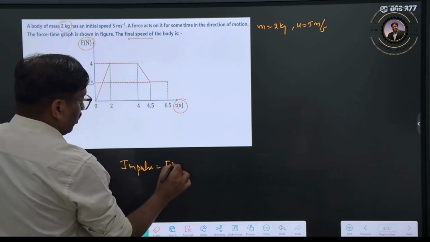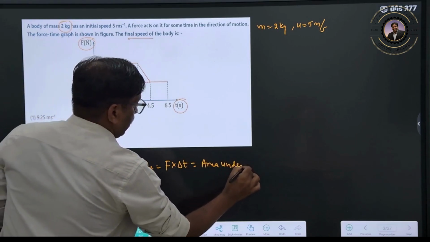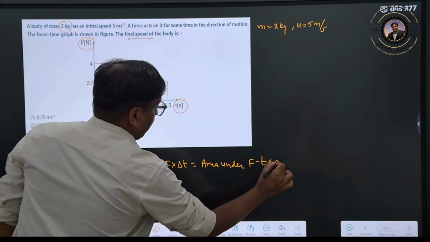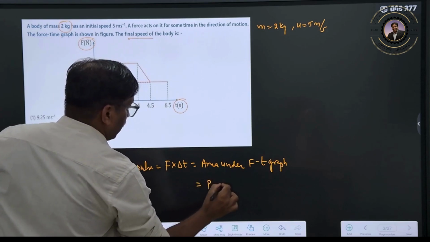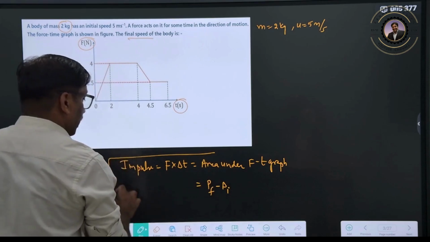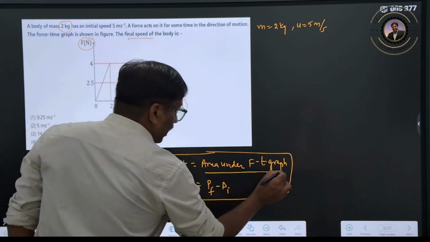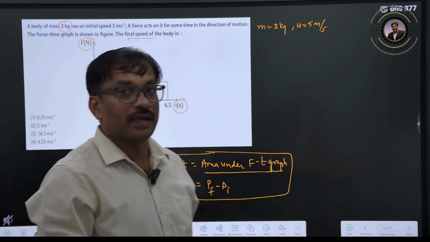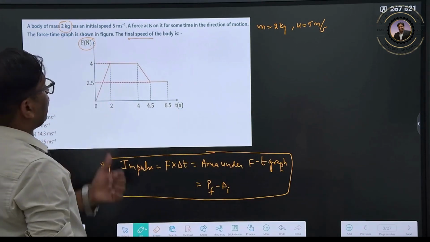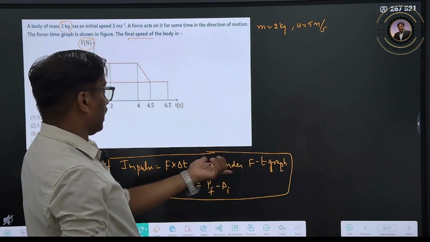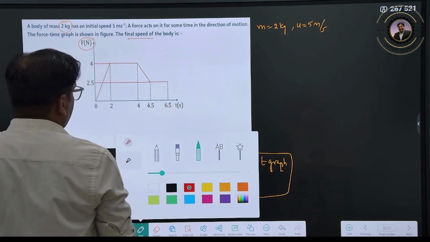So impulse is nothing but force into time, that is the area under the F-t graph. Also we will get it as final momentum minus initial momentum. Clear? Here one learning thing is that if you find the area under the force-time graph, you will get the impulse, or change in momentum. So first we will calculate the area under this.